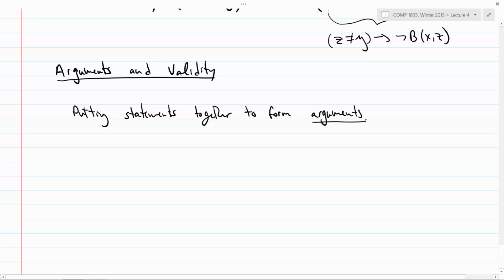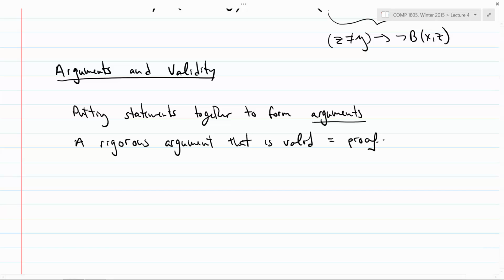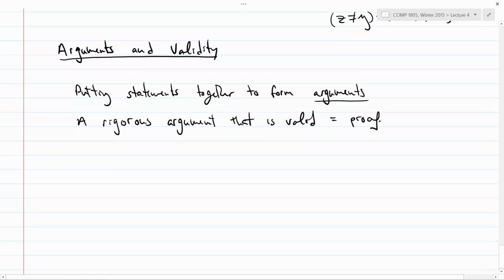And when we do that, we create something called an argument. And a rigorous argument that's valid is more commonly known as a proof. And that's what we'll see a ton of in this course. So that's why we need to talk about that. We need some way of putting statements together using valid rules.